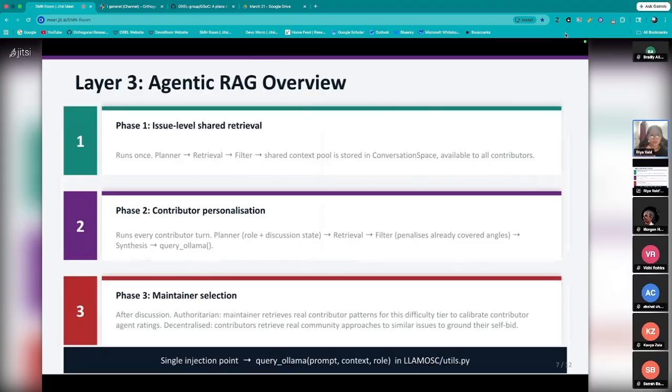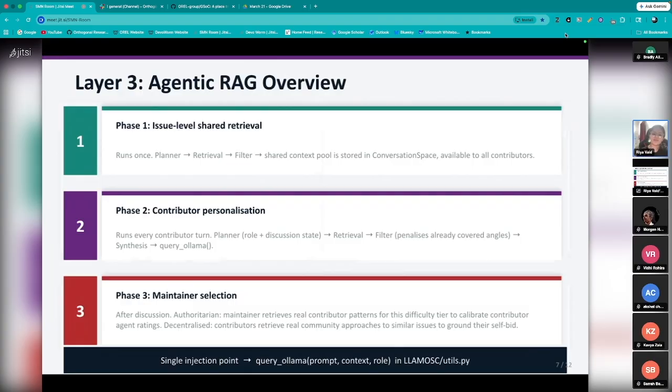So, the layer three overview. There are three phases involved. The first phase is issue-level shared retrieval, which runs only once at the start. The planner creates a query, the retrieval happens, and the filtered shared context pool is stored in the conversation space, available to all contributors. So this retrieved data is available to all the contributors.